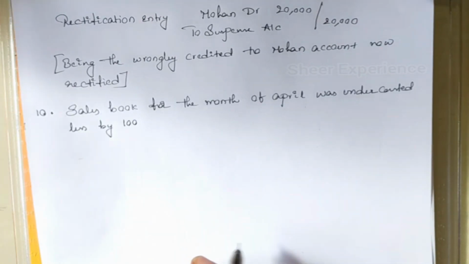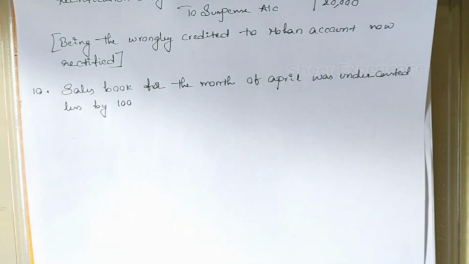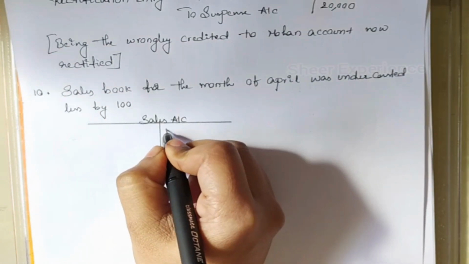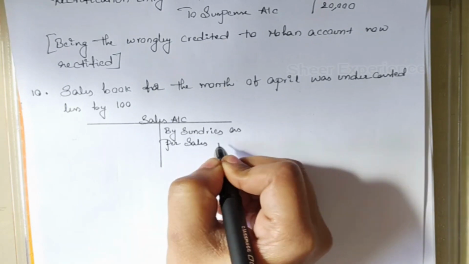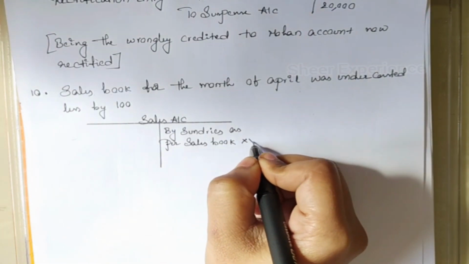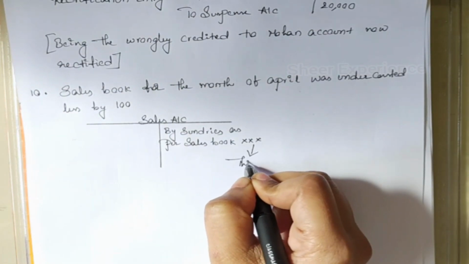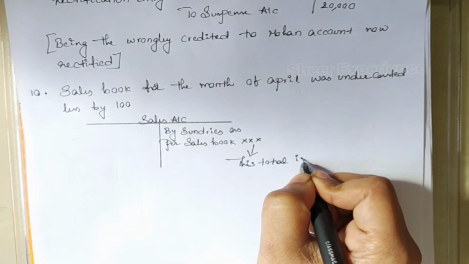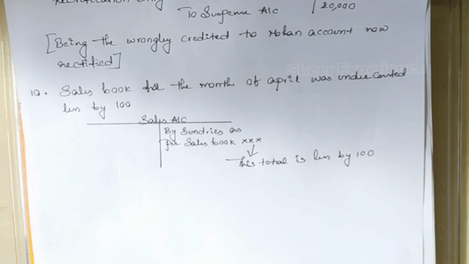Our next error is sales book for the month of April was undercasted by 100. We all know that we transferred the sales book total to sales account on the credit side as by sundries as per sales book. The error is talking about this total. This total is less by 100. So to rectify this, we need to add 100 to the sales account on the credit side.